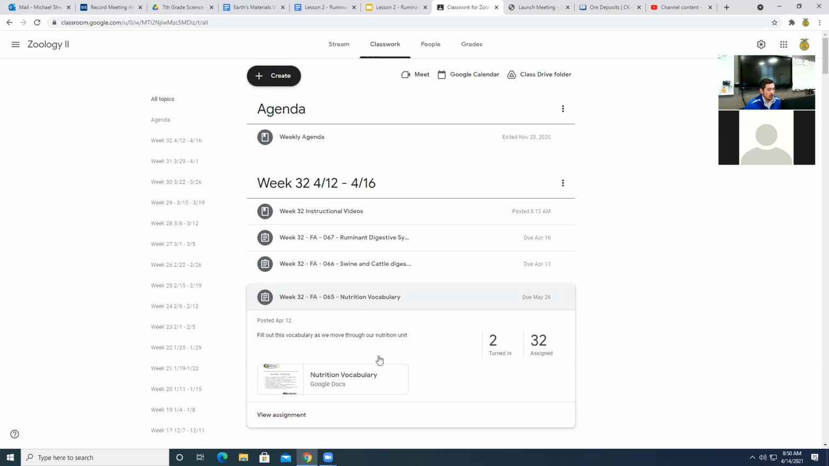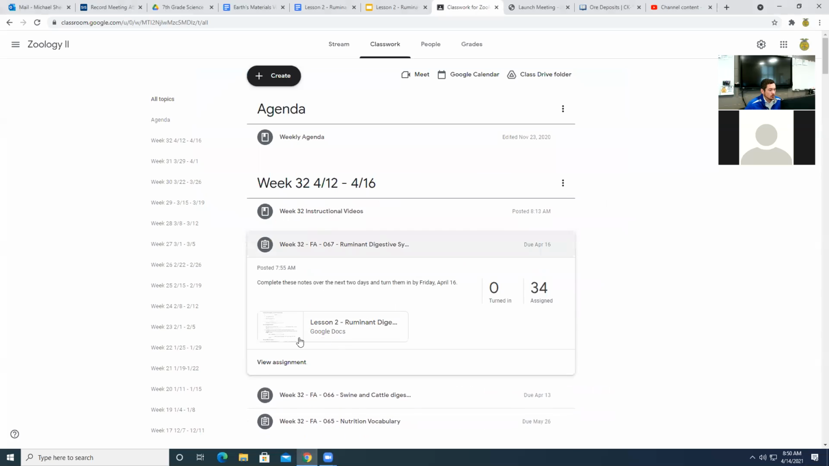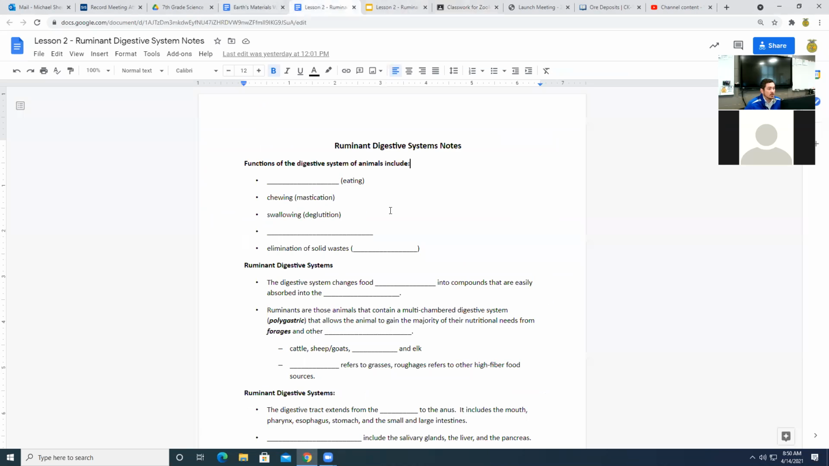Actually, that's not true. Yeah, that's what we're looking for. Let me figure out. Oh, I apologize. It's called the Ruminant Digestive System Notes. It looks like this. Lesson 2 - Ruminant Digestive System Notes.